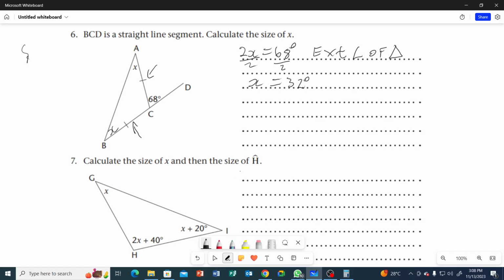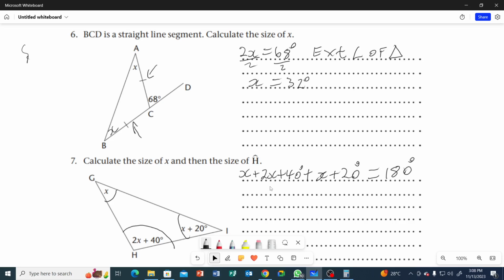So you're going to say x for this angle over here, plus this one, then plus 2x plus 40 degrees, then plus the third angle, plus x plus 20 degrees equals to 180 degrees. Now, what is the reason for that?